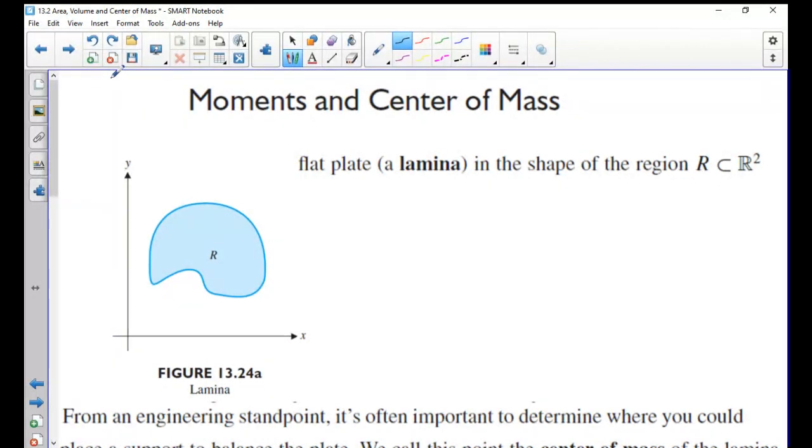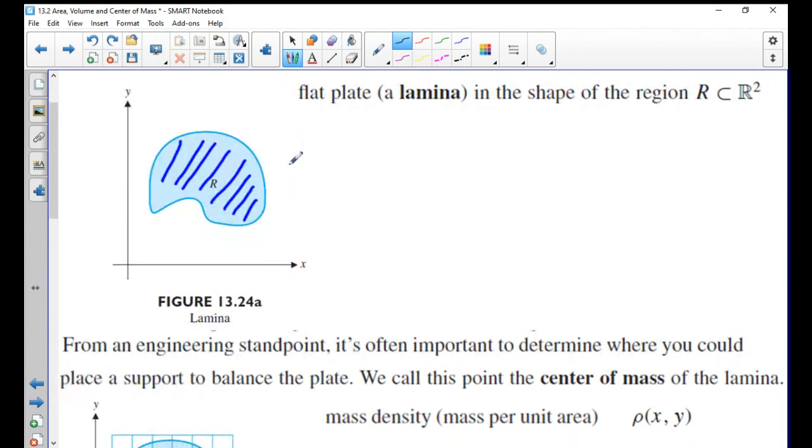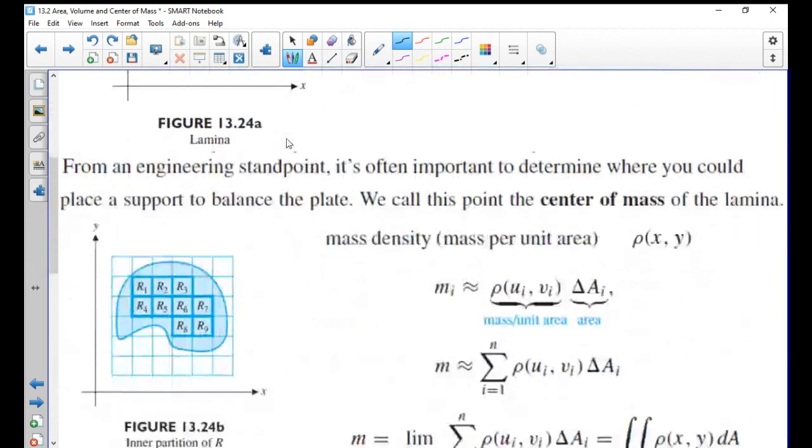Now, the other thing here is moments and center of mass. Here you have a lamina, which is like a flat thing, which is made of metal, say, and you want to find its center of mass. Some of you, obviously, you do physics, so you must have center of gravity or center of mass. So these are important things in physics.